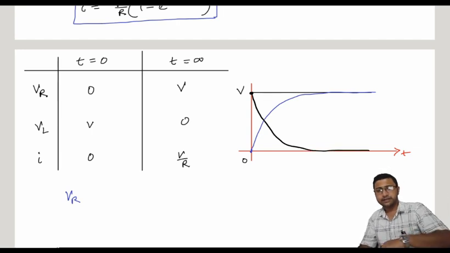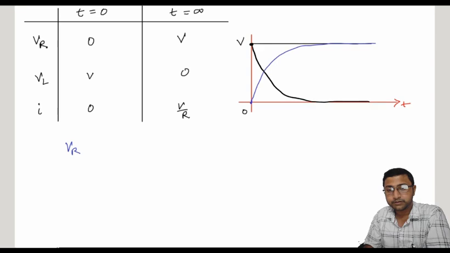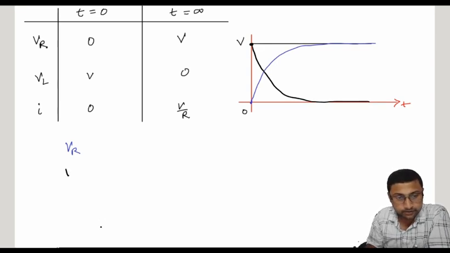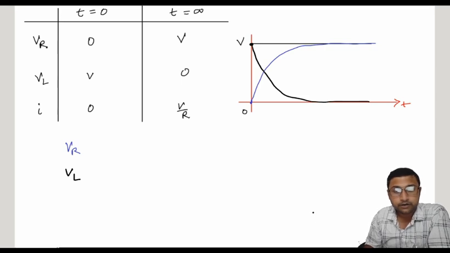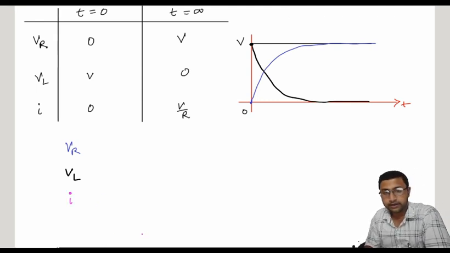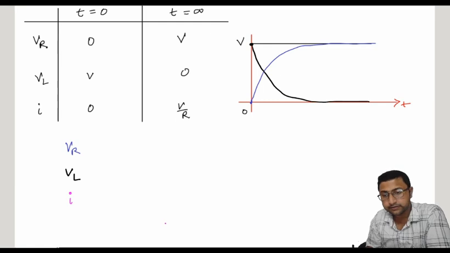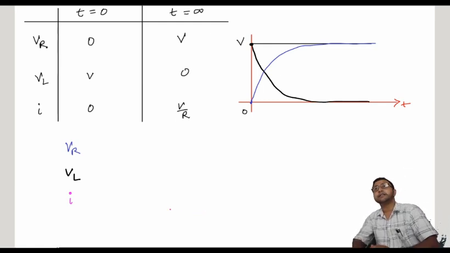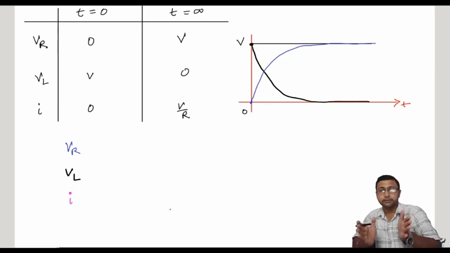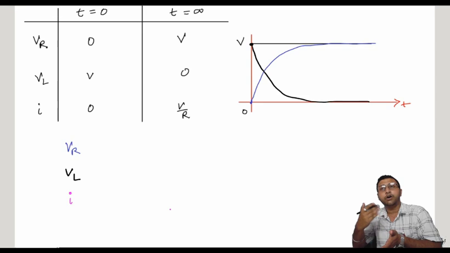Okay, so this is the expression of VL. The green one represents the expression of VL. Now if we consider the graph of I, we will use a different color, suppose pink. It will represent the value of I. At t equal to 0, I is 0, and at t equal to infinity it is V by R. V by R means it is a constant DC value, as V is the supply voltage and R is the resistance. So if we take the ratio of V by R, it will also be a constant.